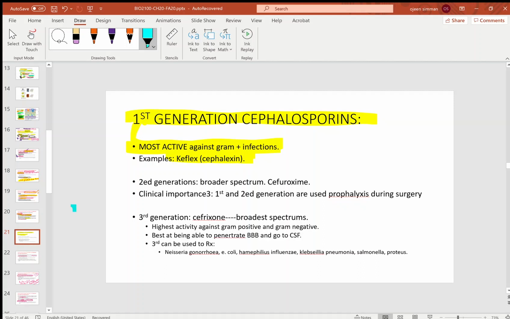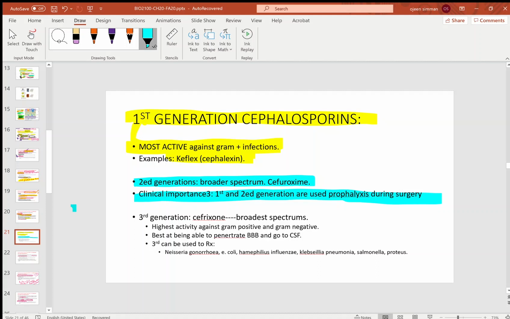Second generation cephalosporins, like cefuroxime, have a broader spectrum. You guys must know the clinical importance of first and second generation cephalosporins. These are very commonly used in the hospital as prophylaxis during surgery to prevent infections.